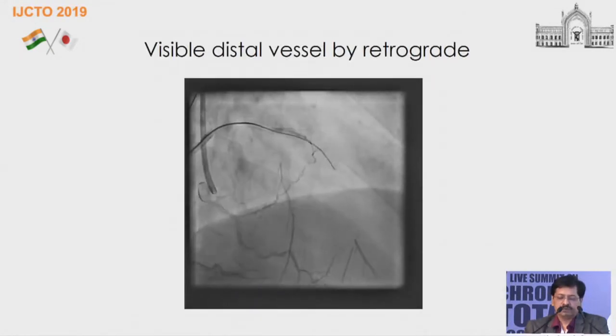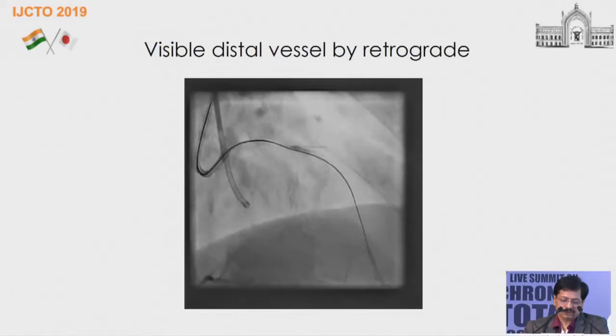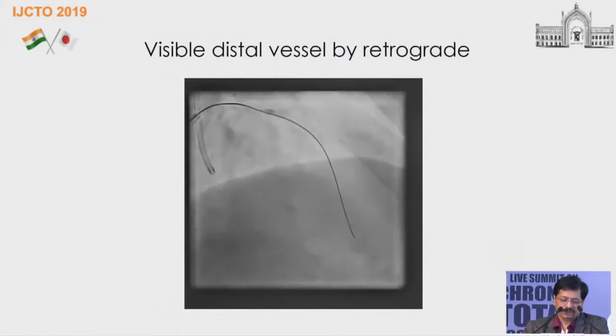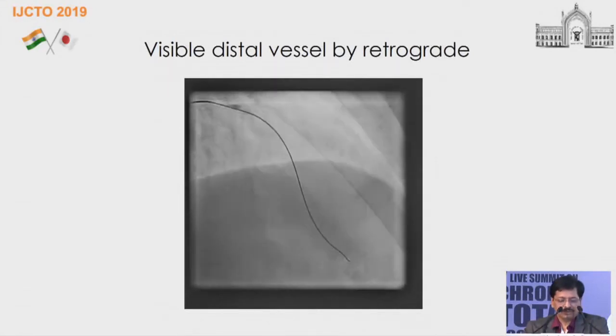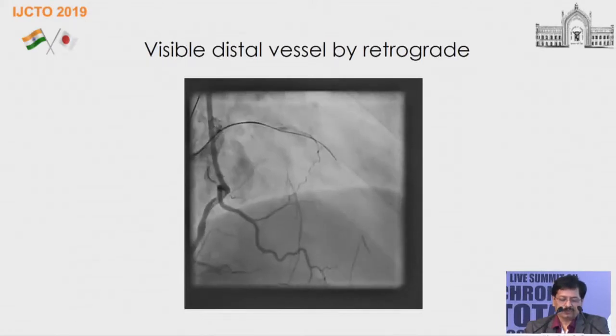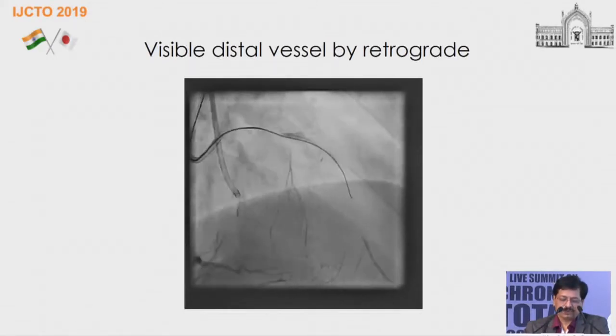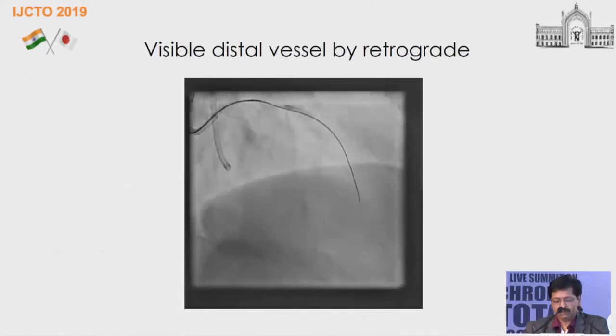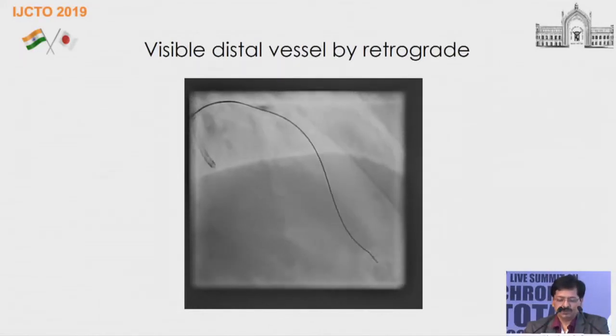A visible distal vessel by retrograde is always a good sign, and you can manipulate the wire in your known fashion, and mostly with your experience you can enter, re-enter, and do, unless you get a large hematoma, mostly you will have success.